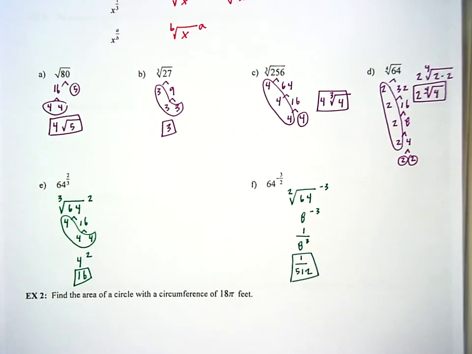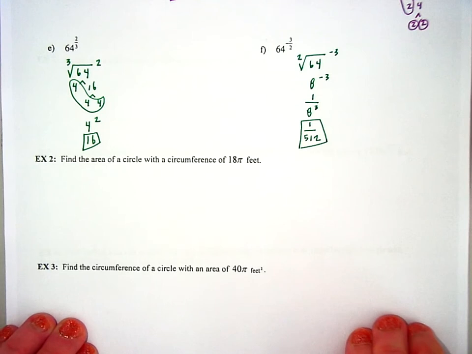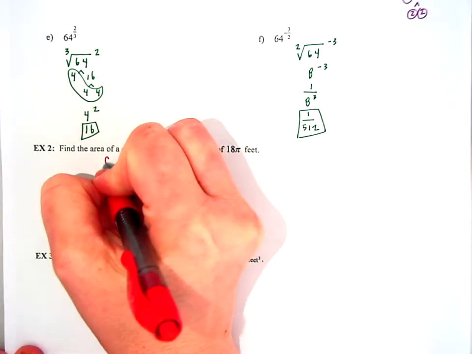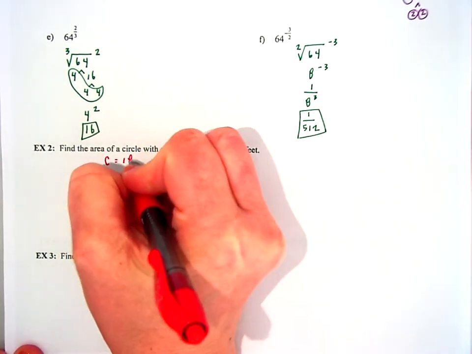All right, so starting today with a little bit of a radical rational review. Okay, so here we go. Find the area of a circle with a circumference of 18 pi feet. So we're finding the area, we know the circumference. So I would start by just stating what the circumference is. So the circumference is 18 pi.